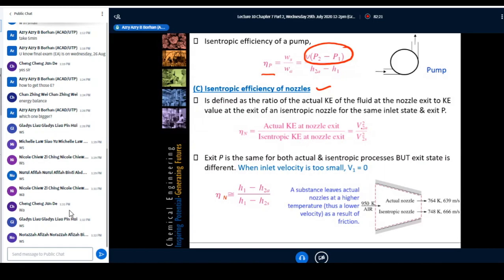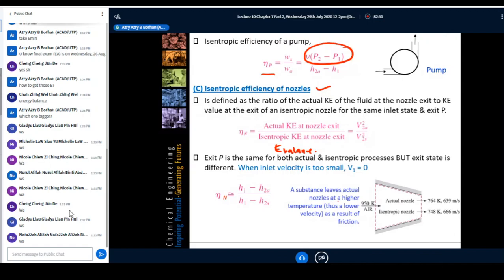So you have V2A squared divided by V2S squared, right? And then how can we get this? Of course, it all comes from your energy balance. Okay, so here your V2A squared is equivalent to H1 minus H2A, whereas V2S squared is equivalent to H1 minus H2S.